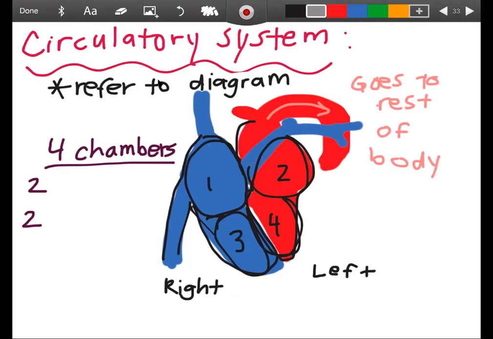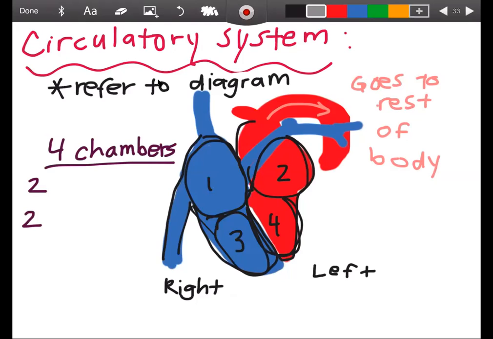In this diagram, you're going to notice that there's a red part of the heart and a blue part of the heart. The red part represents the blood that is oxygenated, and the blue part represents the blood that is deoxygenated. The amount of oxygen within your blood can actually determine how red that blood is.